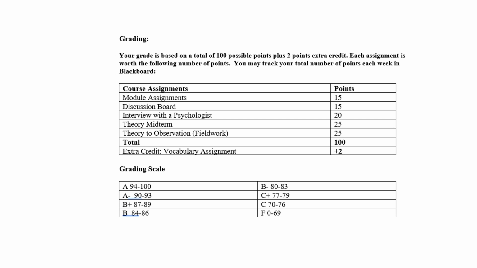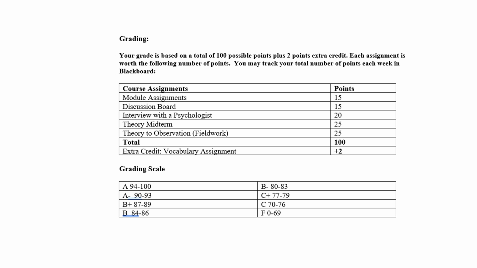The course will be graded as you see before you. Modular assignments, that is the mini assignments you have each week, will total 15% of your grade, or 15 out of 100 course points. The discussion boards will come to 15%. There are a couple of assignments. One is an interview with a psychologist that comes to 20%. The midterm is 25%, and your fieldwork called Theory to Observation is also 25%, for a total of 100%. There is an extra credit vocabulary assignment worth 2%, and that gets added in at the end.